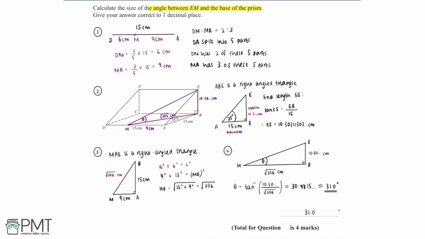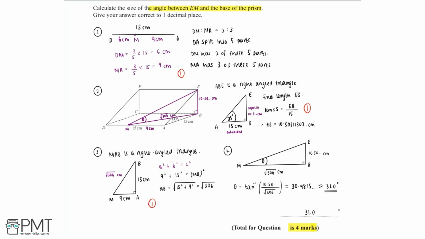And so we've now correctly calculated the size of the angle between EM and the base of the prism, which is equal to 31.0 degrees to 1 decimal place. Now this question is worth 4 marks. We get 1 mark for using the ratio to find the length DM and the length MA. We get the 2nd mark for finding the length EB. We get the 3rd mark for finding the length MB.